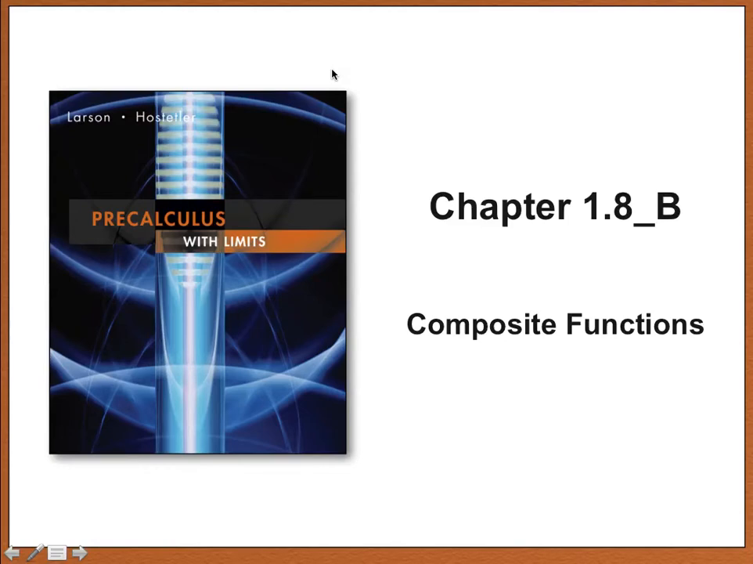This is section 1.8b, composite functions. And the video for the first half of this section was kind of long, so you'll be relieved that this one is fairly short.